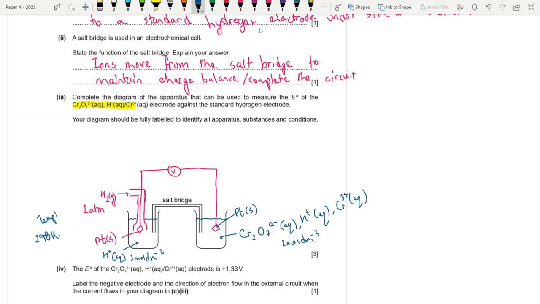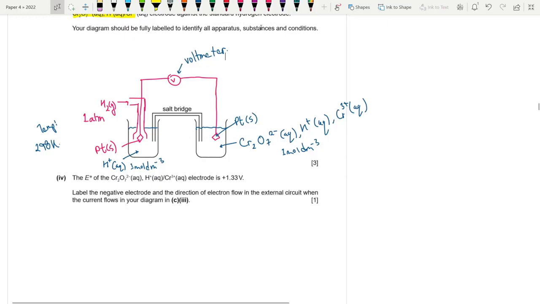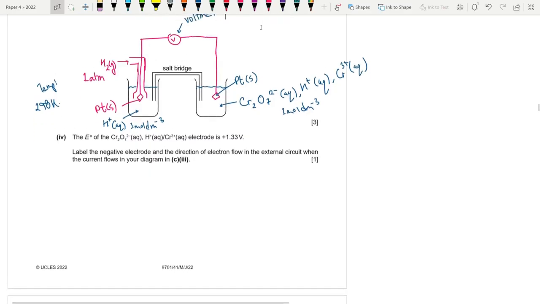And you need to label the voltmeter as well. And the salt bridge has been labeled. So basically the salt bridge is connecting these 2 circuits, or else electricity won't be able to flow. One of them is going to be oxidized and the other is going to be reduced. So we are going to get a lack of some positive or negative ions on each side. That will be filled up by the salt bridge. Usually it's made up of potassium nitrate. Label the negative electrode and the direction of electron flow.